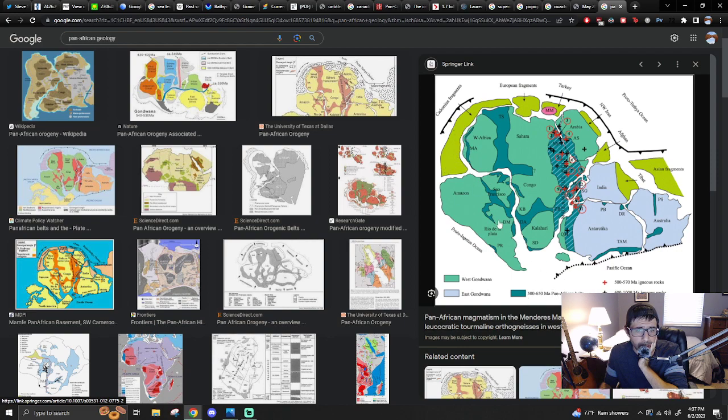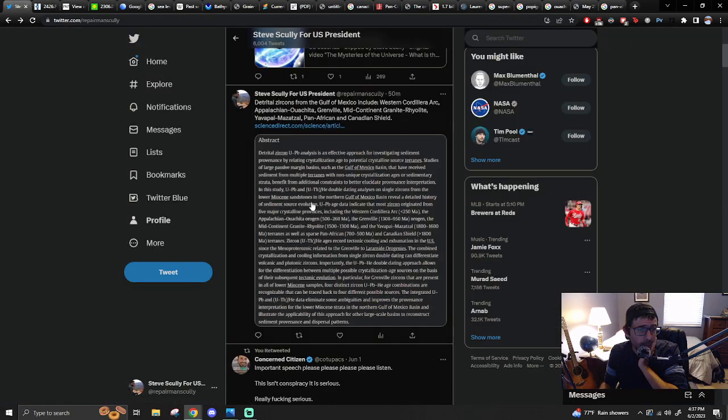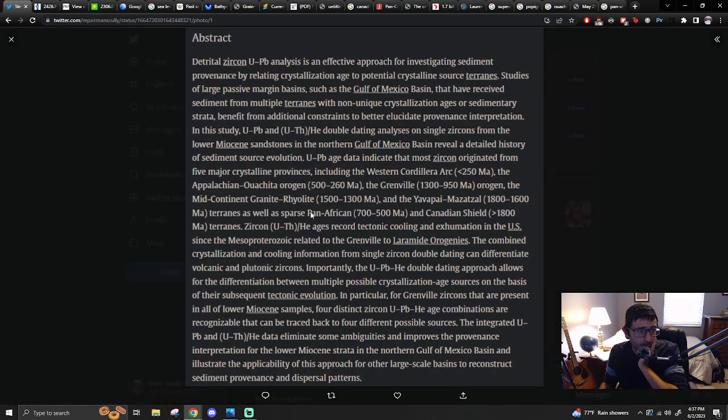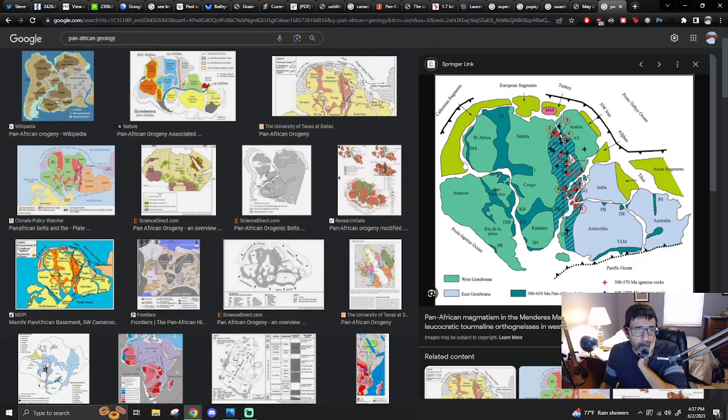Pan-African belts, 500, 650. Yep, okay. So it could be even here, I guess. Notably, that's the Trans-Saharan Seaway region. Mozambique belt.